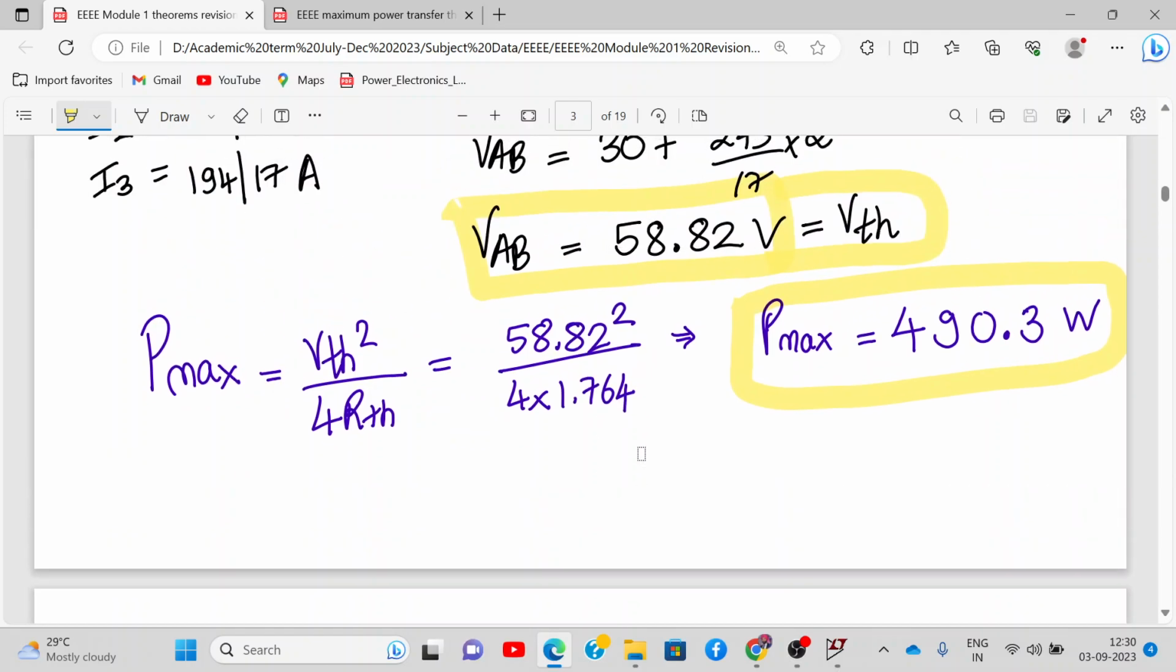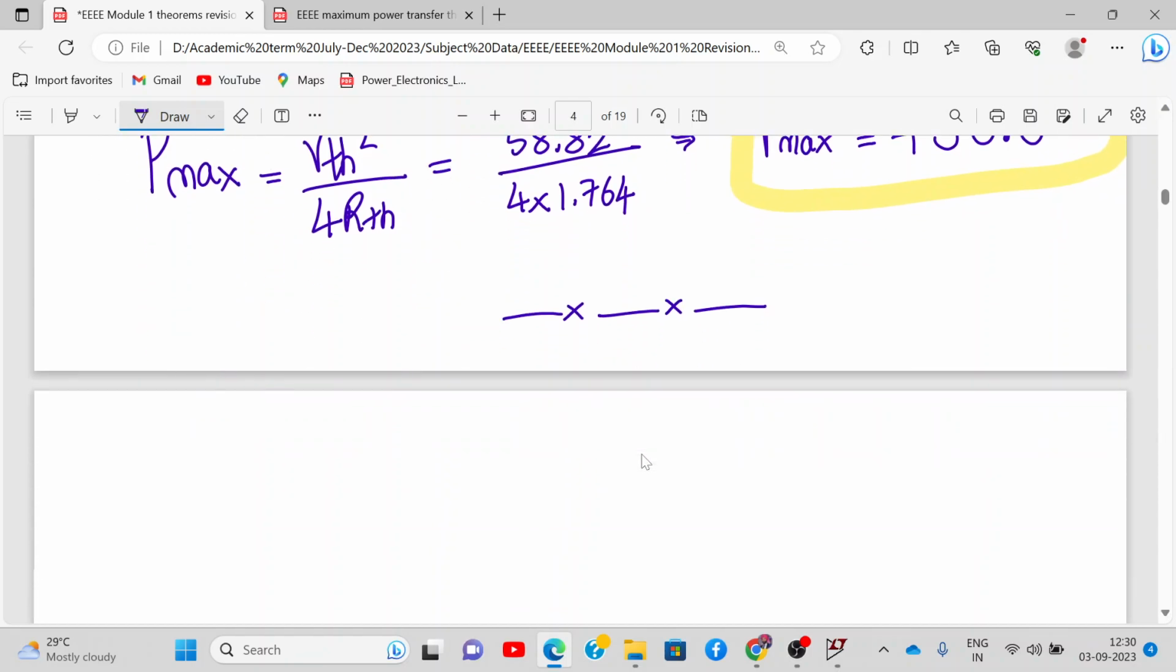Yeah. So with this we conclude the maximum power transfer theorem. And now we go to the superposition theorem.